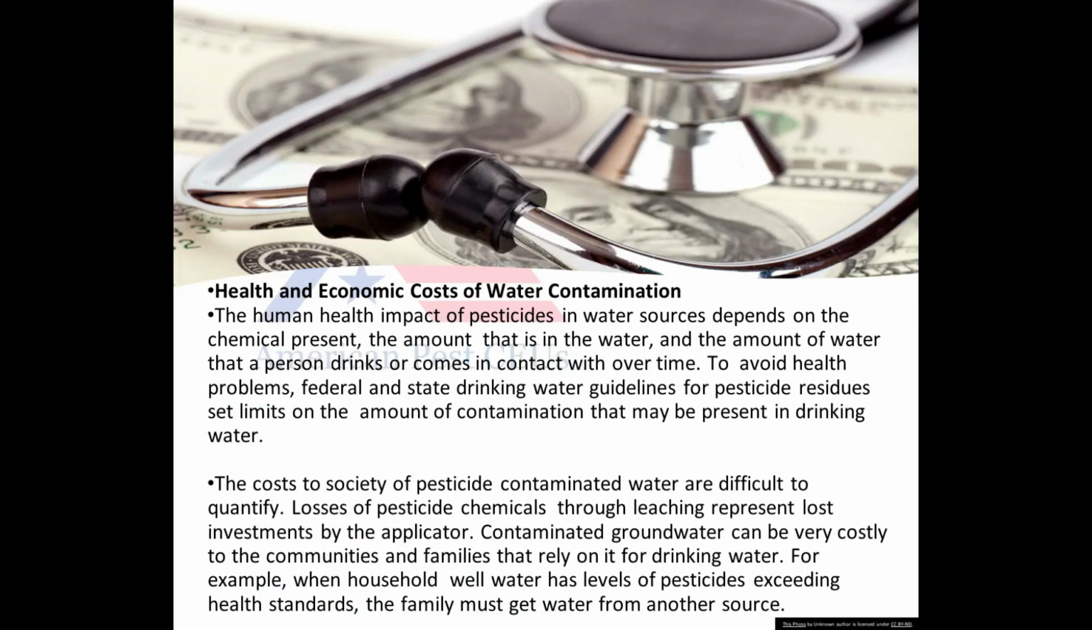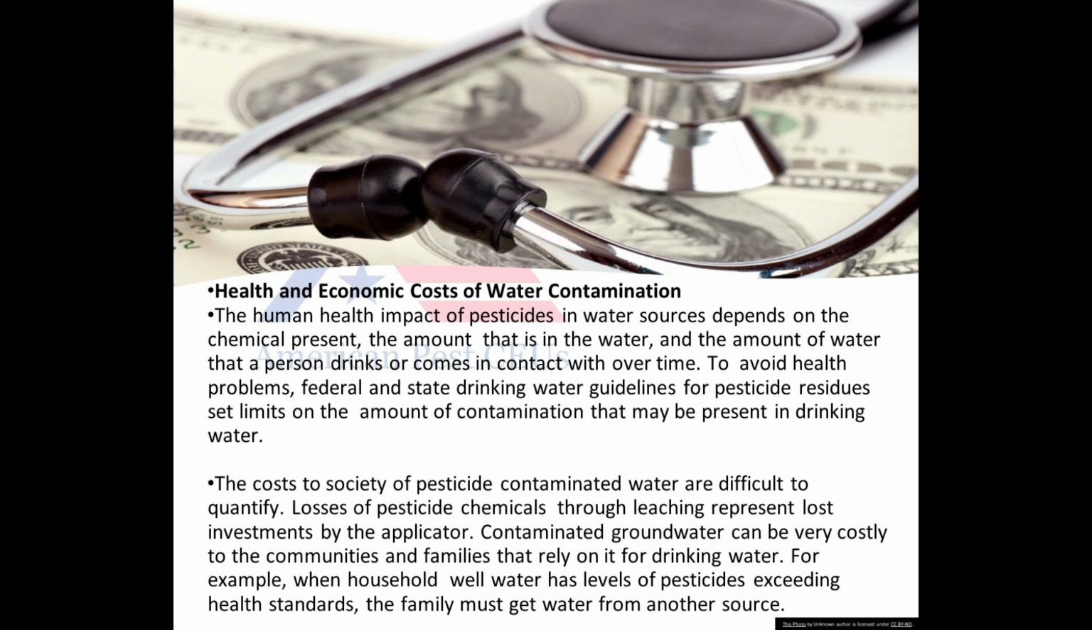Health and economic cost of water contamination. The human health impact of pesticides in water sources depends on the chemical present, the amount that is in the water, and the amount of water that a person drinks or comes into contact with over a period of time. To avoid health problems, federal and state drinking water guidelines for pesticide residues set limits on the amount of contamination that may be present in drinking water.